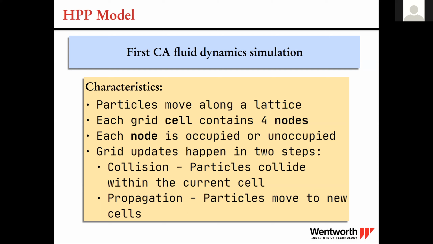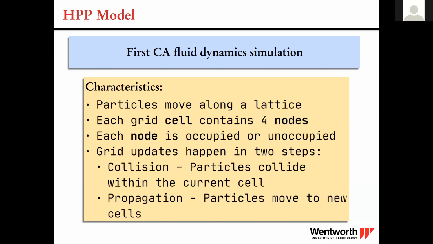Each cell in my grid contains 4 nodes. So this is where it gets a little bit more complicated, but it's what allows us to actually simulate a fluid in a mostly decent way. Each of those nodes within a cell is either occupied or unoccupied. And I have a picture of this coming up on the next slide.